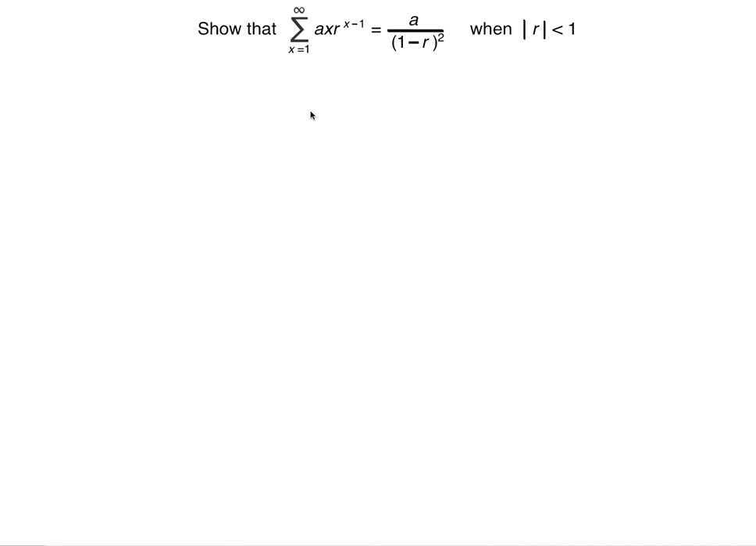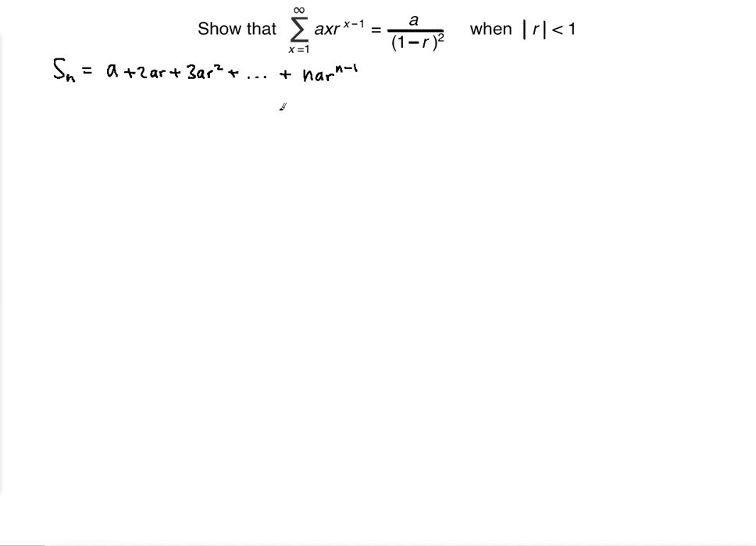We'd like to show that the given infinite series converges to this value when the absolute value of the ratio is less than 1. So the first thing that we're going to do is write out the sum of the first n terms, which is going to be a plus 2ar plus 3ar squared, etc. until we get to the last term. I'm counting the sum of the first n terms of this sequence.